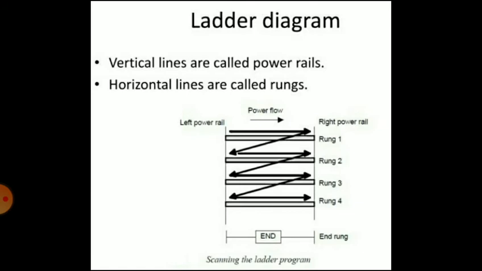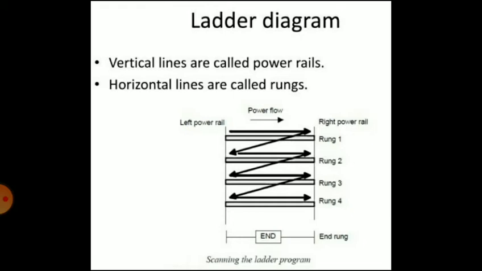Now regarding the ladder diagram, you can see in the slide, this is the ladder diagram. You can see in the diagram there is a left power rail and a right power rail. The vertical lines are called power rails and the horizontal lines are called rungs. You can see rung 1, rung 2, rung 3, rung 4 and the end rung. The ladder diagram is read from left to right and from top to bottom. Each rung is scanned and evaluated one after the other.